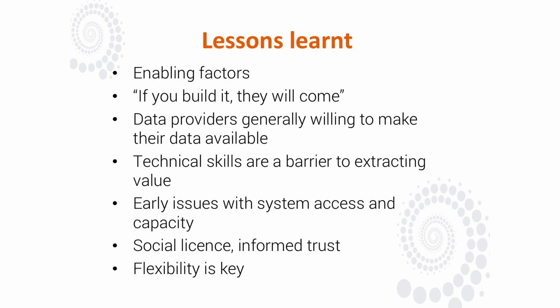Technical skills are a barrier to extracting value, and that I've touched on, and so we will continue to work on that. We had some early issues with system access and capacity. I wouldn't say they've necessarily all gone away, but we understand what they are a lot better now. You must always check in on your social licence, and not do things in a vacuum. And really the key goal for us is to move from a naive sense of trust to a more informed sense of trust. We feel we'll have a much more stable foundation if we can move to that, and so that's something we're constantly working on as well.